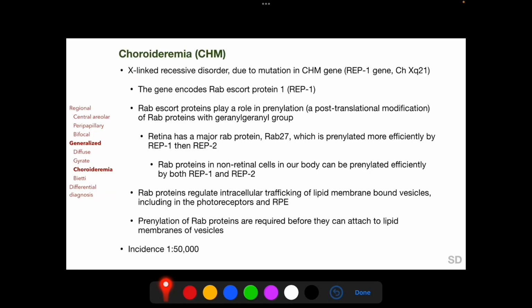Choroideremia is an X-linked recessive disorder due to mutation in the CHM or RDP1 gene, which encodes Rab escort protein 1. Rab escort proteins play a role in post-translational modification of Rab proteins. The Rab proteins regulate intracellular trafficking of lipid membrane-bound vesicles, including those in the photoreceptors and retinal pigment epithelium. And this post-translational modification of Rab proteins, facilitated by Rab escort proteins, is required before the Rab proteins can attach to lipid membranes of vesicles.